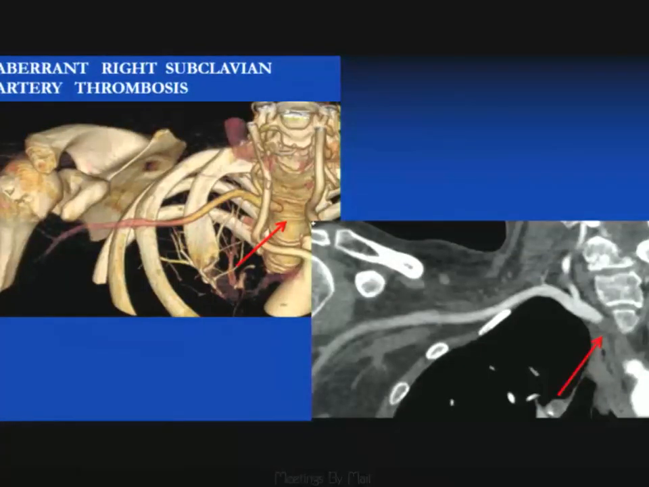Something just unusual in terms of a subclavian artery. This is a patient who had an aberrant subclavian artery that was thrombosed proximally. And then these patients pick up their subclavian artery flow, in part from the vertebral artery and other collaterals. And you can see this patient's vertebral artery in part right there.